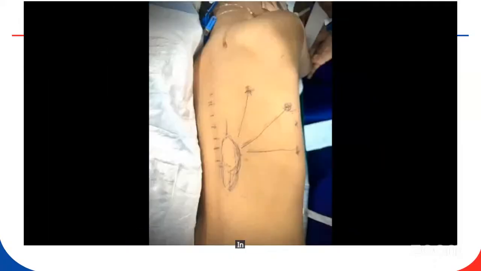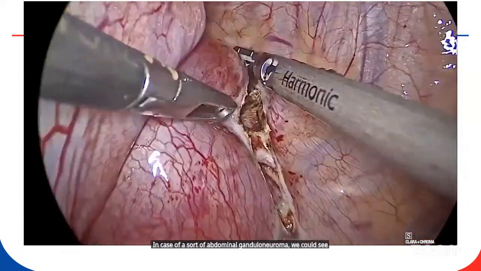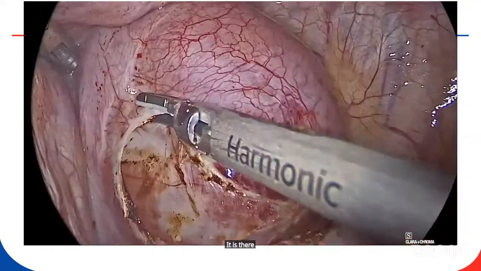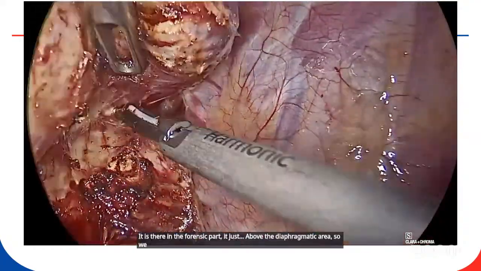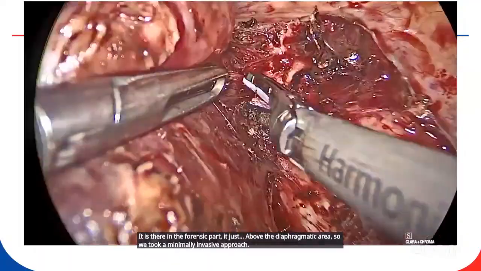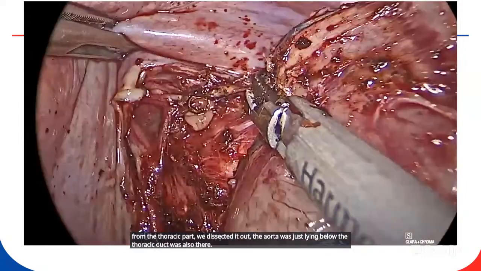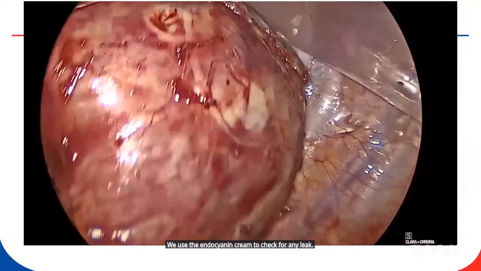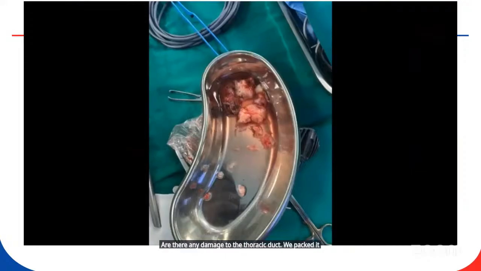In case of a thoraco-abdominal ganglioneuroma, we could see that it is there in the thoracic part and just above the diaphragmatic area. So we took a minimal invasive approach from the thoracic part. We dissected it out. The aorta was just lying below. The thoracic duct was also there. We used indocyanine green to check for any leak, any damage to the thoracic duct. We packed it in a Ziploc bag and we took it out in a piecemeal way.